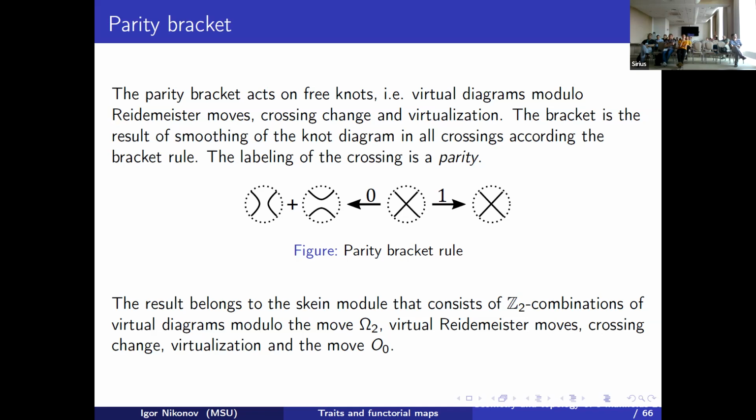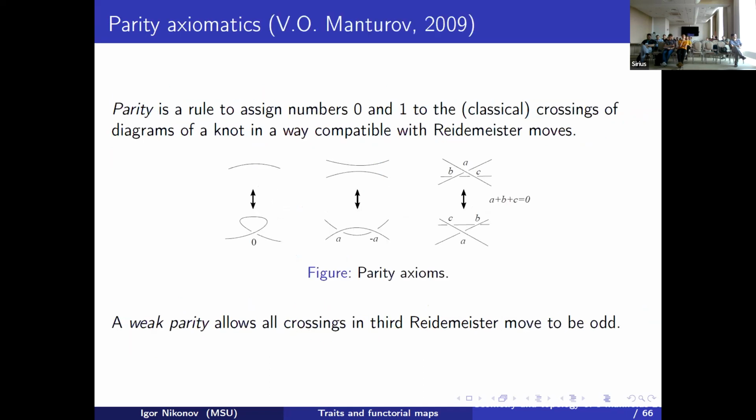So this is an invariant of virtual flat knots and of free knots with values in linear combinations of graphs. And here we have the rule of how the crossings should be divided into odd and even. The rule is the following: the parity of a crossing shouldn't change after applying a Reidemeister move.